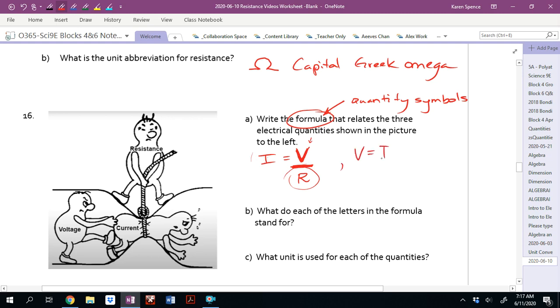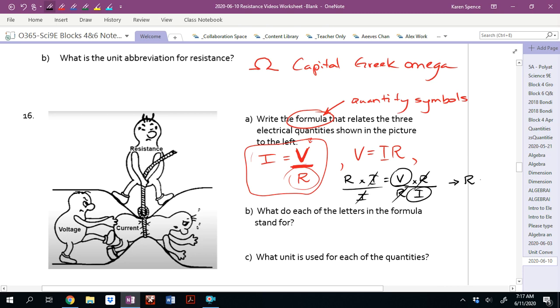You could also have written it as V equals I times R. That's the most common way you'll see the formula written. Or you could also have written it solved for R. So I need to have R on the top. I is equal to V over R. I could multiply both sides by R to get R on the top. Now I have V equals I times R, and I want R by itself, so I could divide both sides by I. Those cancel, and R is equal to V over I.